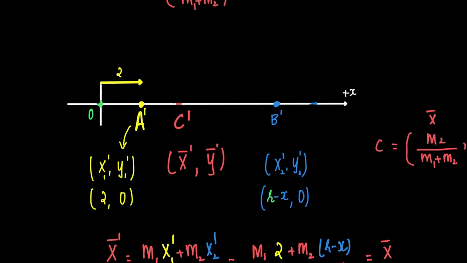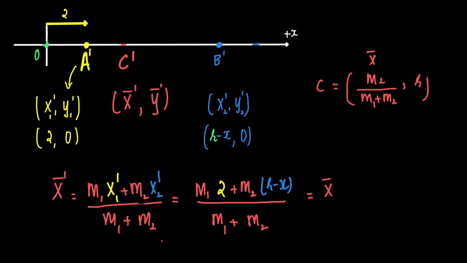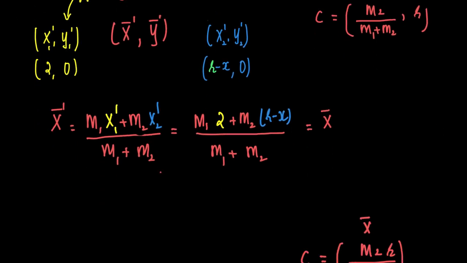Now, just to make sure that you get the concepts clear, let me detail that portion one more time. What is x bar dash? It is equal to m1 x1 dash plus m2 x2 dash by m1 plus m2, right? What is x1 dash? It is 2. What is x2 dash? We found it to be r minus x. Now, x bar dash is equal to x bar, because the center of mass has not changed, which is equal to m2 by m1 plus m2 into r.